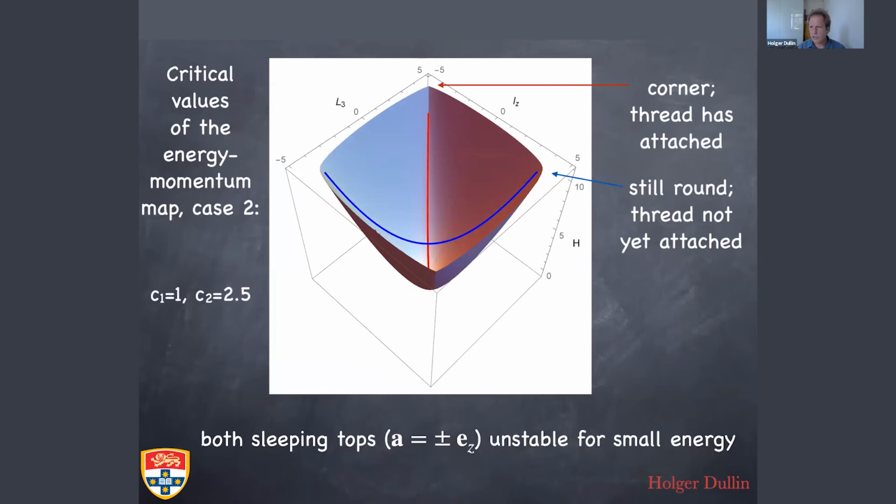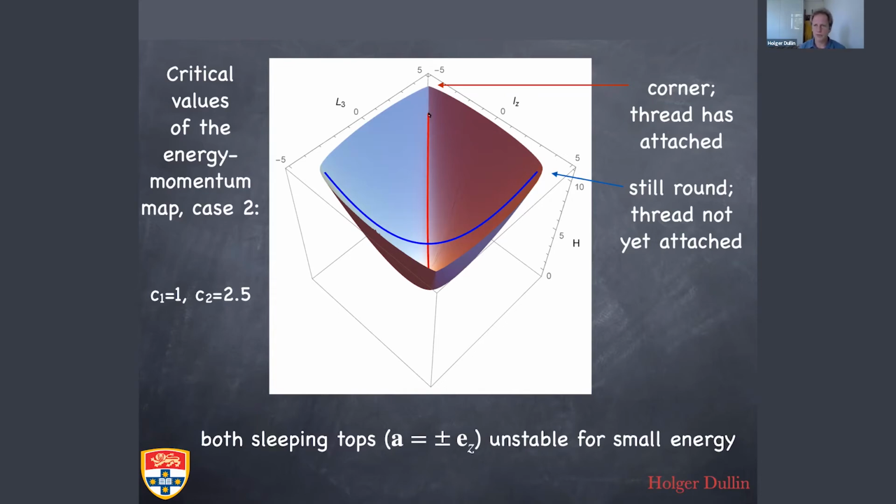So now I'm changing C2, this extra quadratic parameter, and I'm making that fairly large. When C2 is 0, we have the standard Lagrange top, and now we have an extra quadratic potential. It turns out that then the top that is hanging down also becomes unstable. That's this red line here. And at a certain point, it attaches to the surface. Again, that's the Hopf bifurcation.